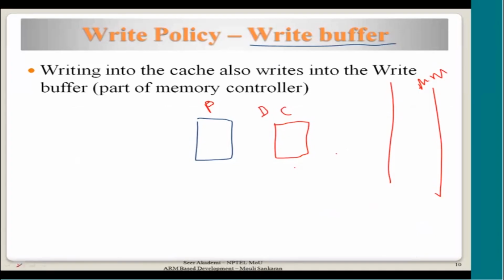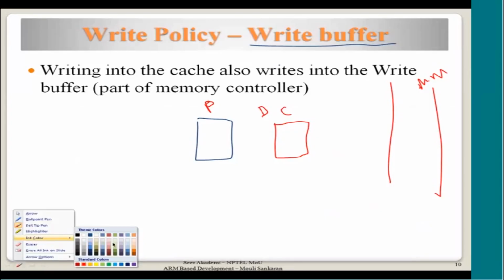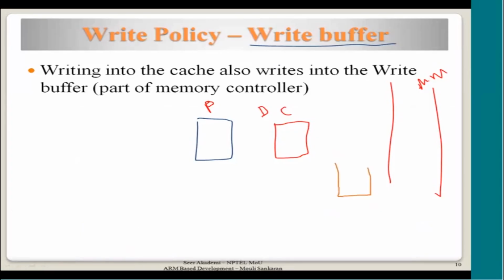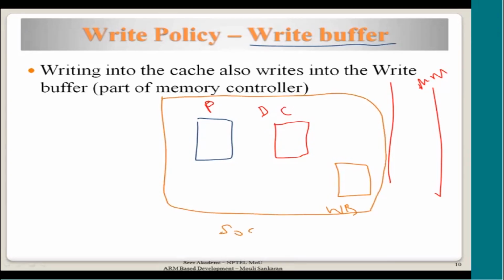Now something is coming in between. Okay, the write buffer. This is inside the processor. Assume this is inside the SoC. The boundary is very much required. Whenever any data is written into the block, please remember, in a block multiple words are there, n words are there. This write buffer can be a few words. It may not be block size.